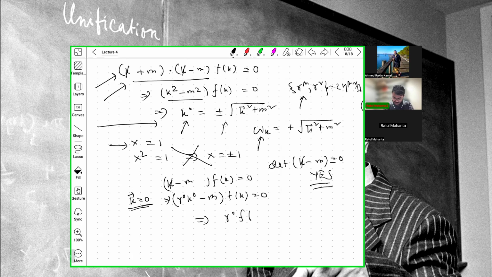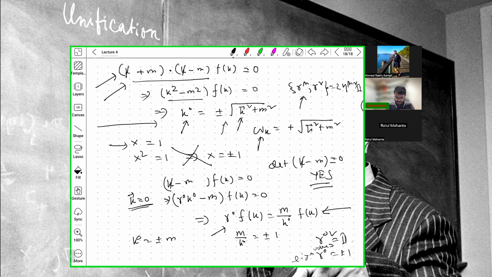It will be m by k0 times f of k, and we know that gamma 0 has two eigenvalues, because gamma 0 squared was identity, and the eigenvalues are plus minus 1. So immediately we know that m by k0 should be, because this is an eigen equation for the gamma 0 matrix, and there are solutions, which in the rest mass frame are just plus minus m.